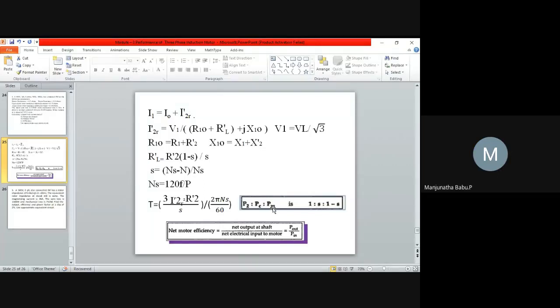So P out is 34.14 divided by output power plus total losses. Output power again 34.14 plus, if it is in kilowatts, 34,146 divided by 34,146 plus 1,250 plus 1811 plus 1000.